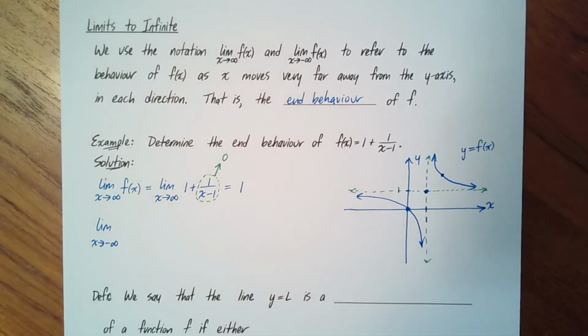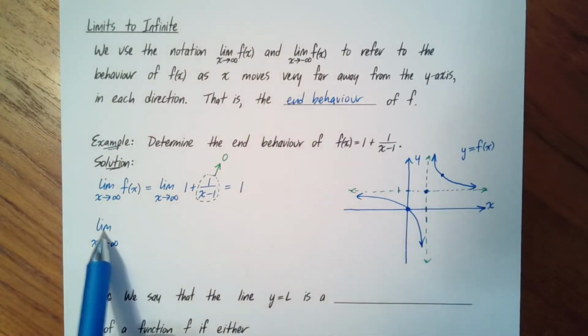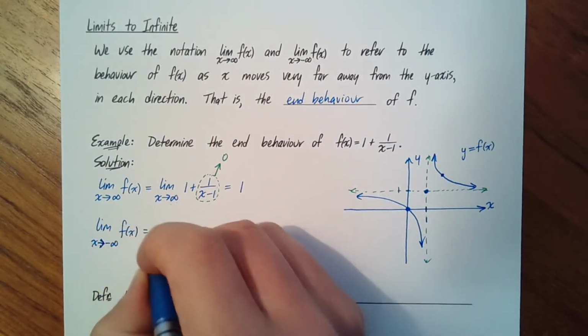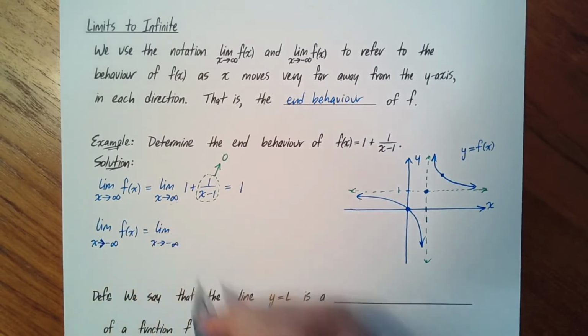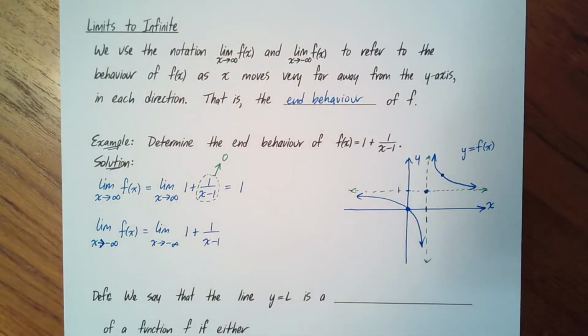Okay, so what happens as x goes to negative infinity? That's a pretty weak looking arrow. This is the limit as x approaches negative infinity of f of x. Well, that's going to be the limit as x approaches negative infinity of 1 plus 1 over x minus 1. Really, we can do the exact same analysis here. The 1 is going to be constant. This 1 won't be changing as x explodes in the negative direction.